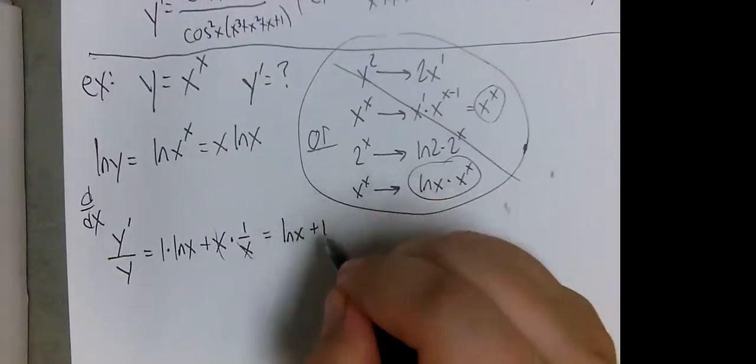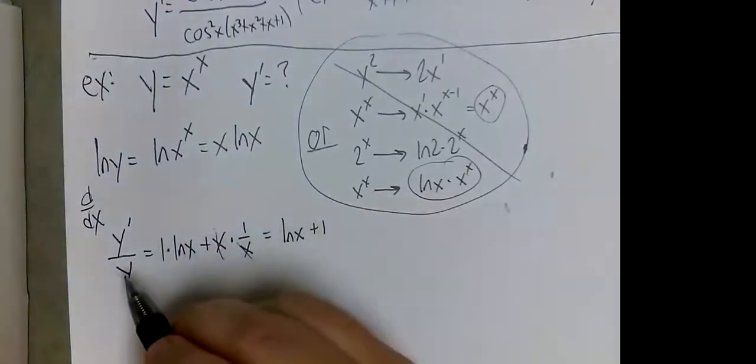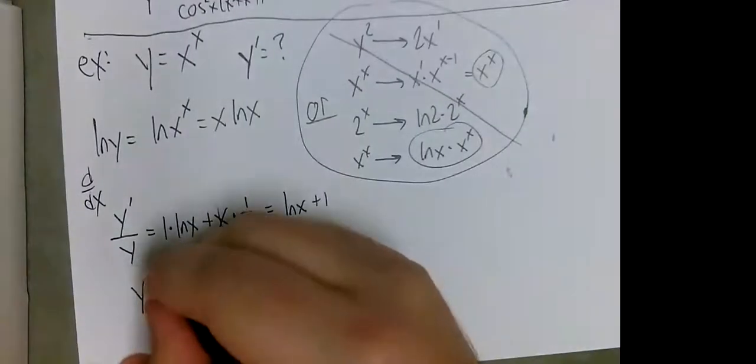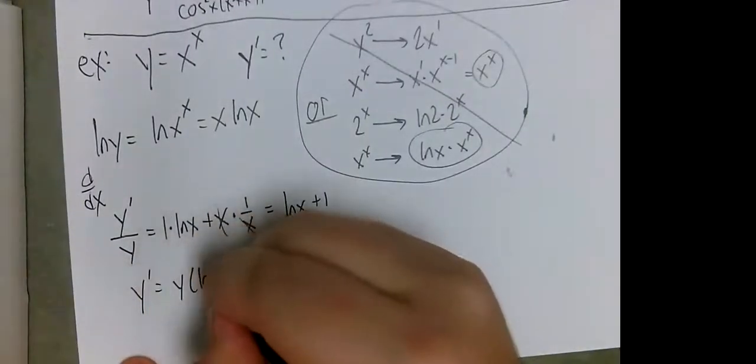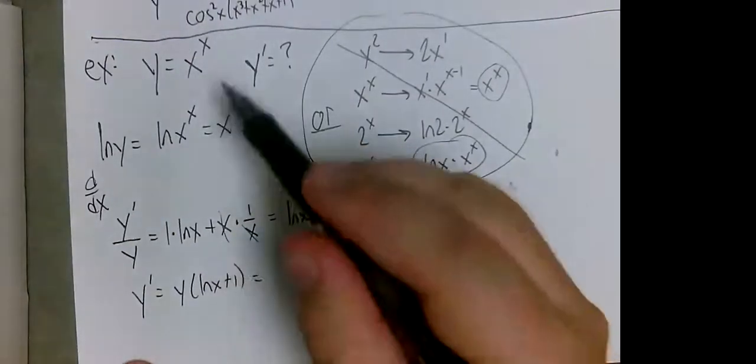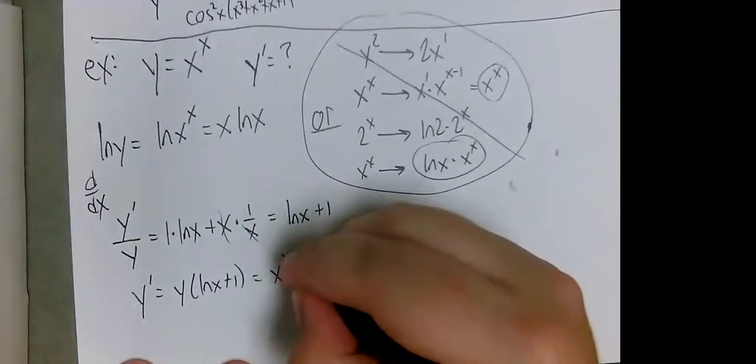But this isn't what the derivative is. It's not just ln of x plus 1. We need to remember to multiply back in the y. It's easy to forget that. So y prime is y times ln of x plus 1. But what was our y originally, so we can get everything in terms of x? It's x to the x.